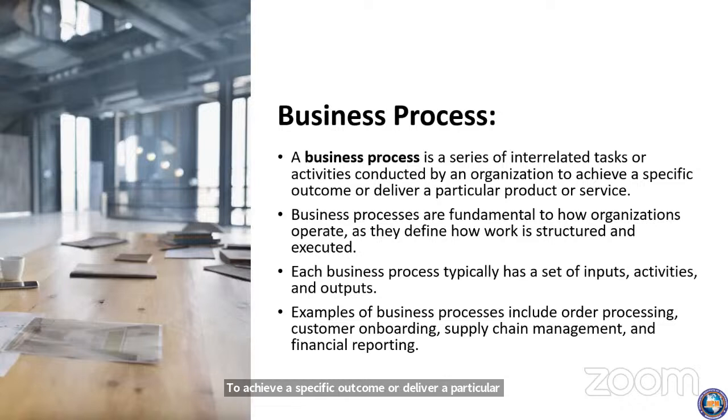Business processes are fundamental to how organizations operate, as they define how work is structured and executed. Each business process typically has a set of inputs, activities, and outputs. Examples of business processes include things like order processing, customer onboarding, supply chain management, and financial reporting. As we move on, we understand business processes more in practical terms, with quality examples.